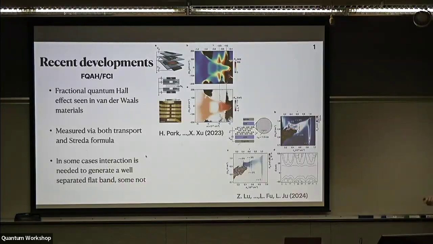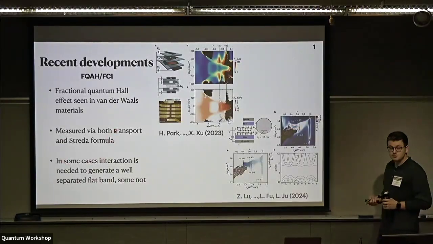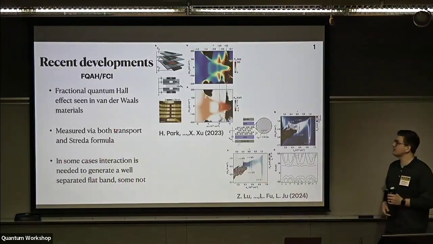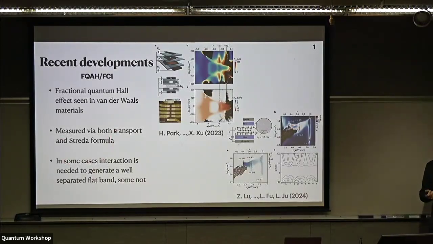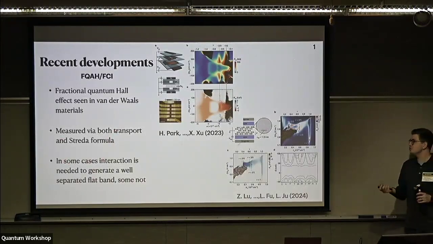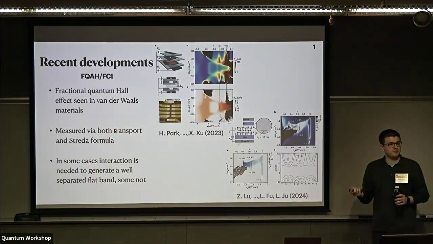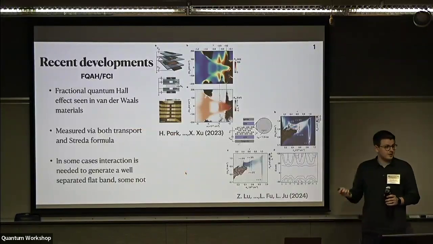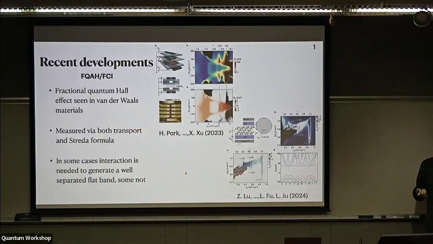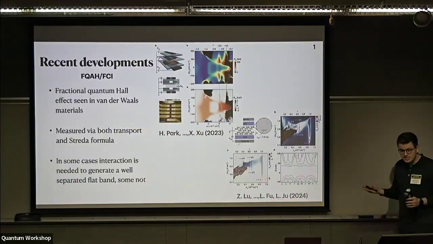Many, as we'll see later, are happening at Jain sequence fillings. And this has been confirmed by transport measurements as well as Streda formula measurements. Additionally, Mohammad Hafezi at Maryland was telling me about optical sensing probes they use to detect that these are incompressible phases with fractional quantum Hall response. The microscopics between these different systems are very different. In the rhombohedral case, you need interaction to get a well-separated flat band, shown here. And in the TMD case, you do not.